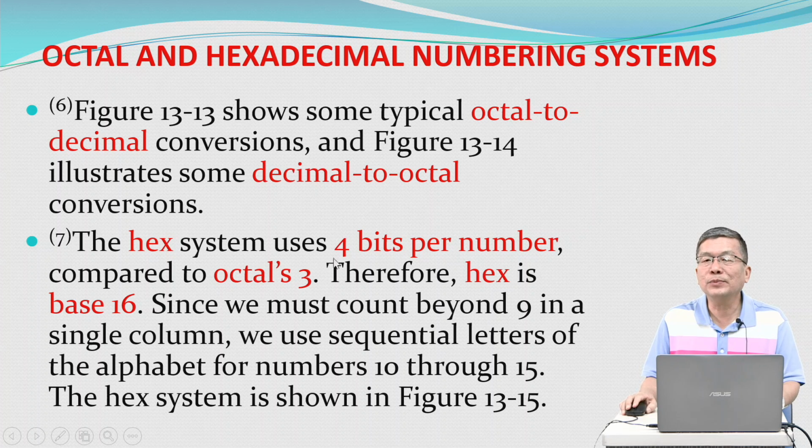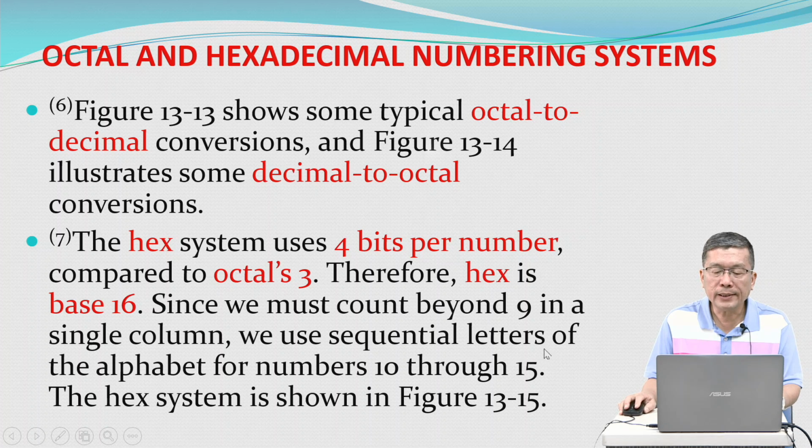The hex system uses 4 bits per number compared to octal's 3. Therefore, hex is base 16. Since we must count beyond 9 in a single column, we use sequential letters of the alphabet for numbers 10 through 15. The hex system is shown in Figure 13.15.